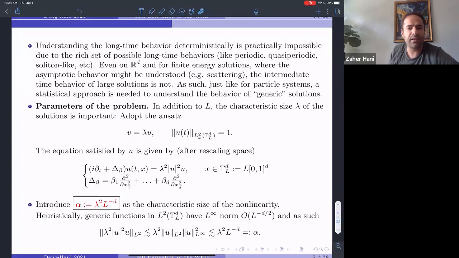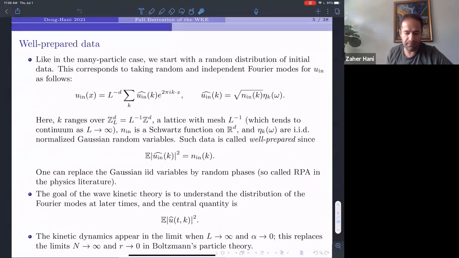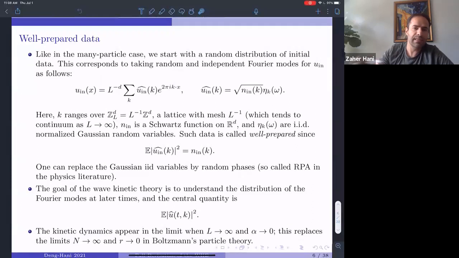And in order to state the results, it is more convenient, instead of using lambda as an independent variable, to use this factor alpha, which will stand as the characteristic size of the nonlinearity. So alpha is lambda squared over L to the minus d. This is just a new variable defined in terms of lambda. It's a one-to-one correspondence between the lambdas and alphas, and we'll state the results in terms of alpha rather than lambda.